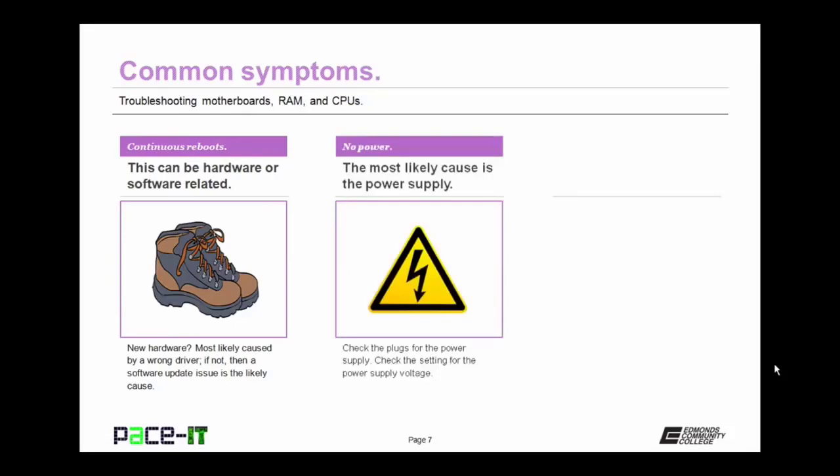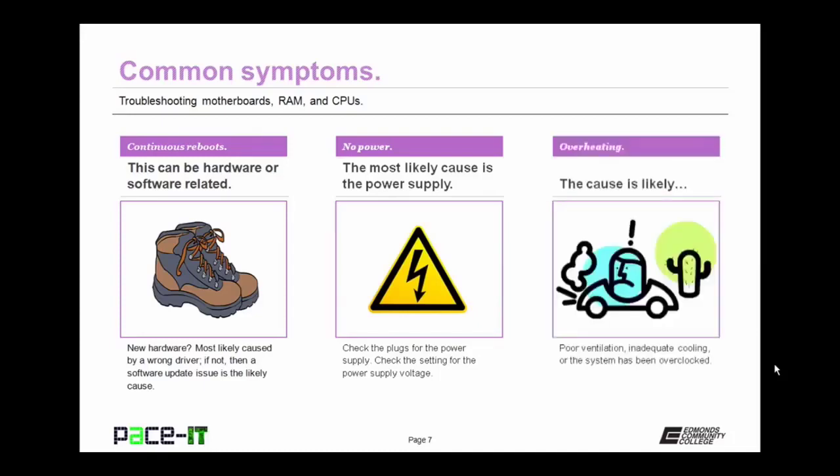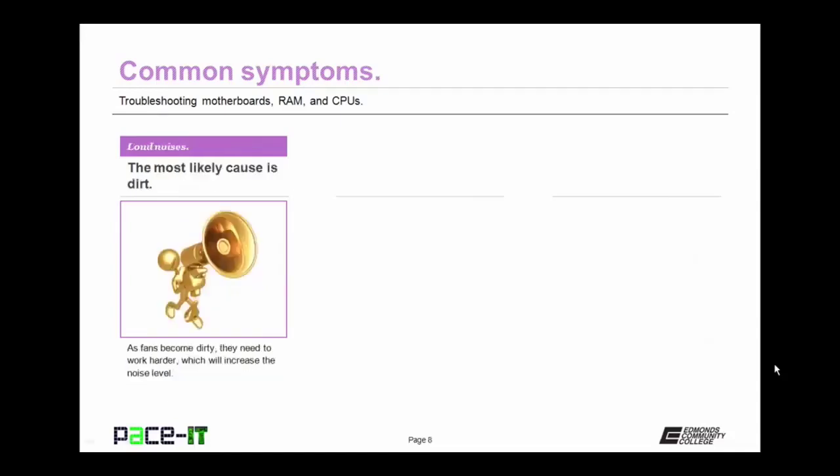Absolutely no power? Well then guess what? The most probable cause is the power supply. Check the plugs for the power supply. Make sure they're plugged in where they're supposed to be. And then check the settings for the power supply voltages. Suffering from overheating? Then the most likely cause is either poor ventilation, inadequate cooling, or your system has been overclocked. Those are three things that you can look at that are highly probable causes of overheating.